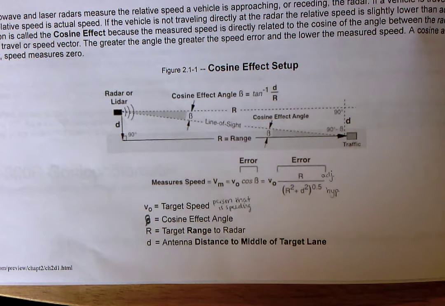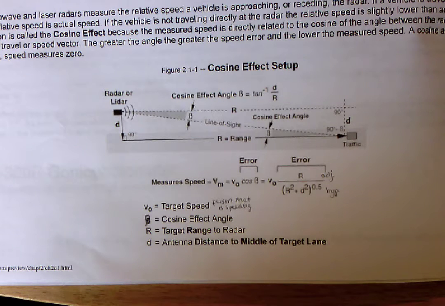You'll also see it on your worksheet, but it says police microwave and laser radars measure the relative speed of vehicles approaching or receding the radar. If a vehicle is traveling directly at the radar, the relative speed is the actual speed, so there's no error. If the vehicle is not traveling directly at the radar, like if they're traveling at an angle to it, the relative speed is slightly lower than the actual speed.